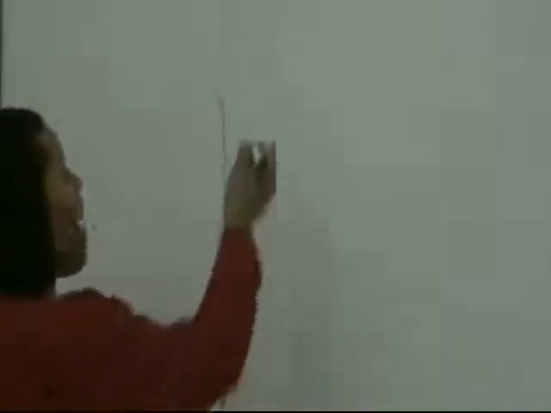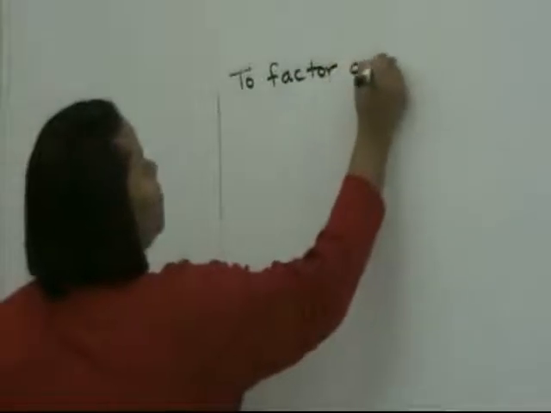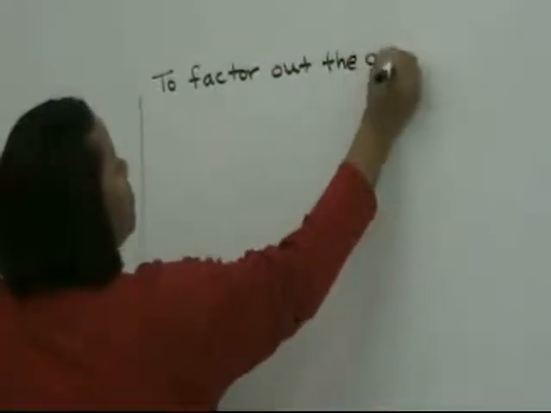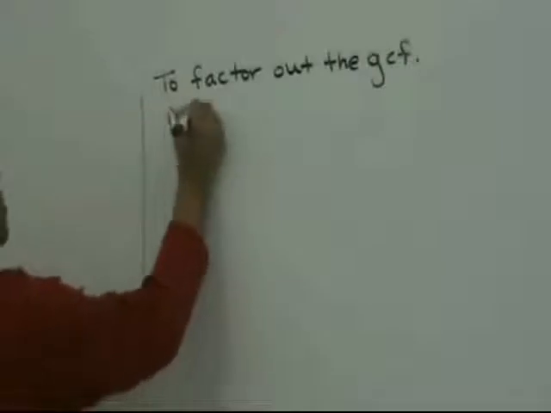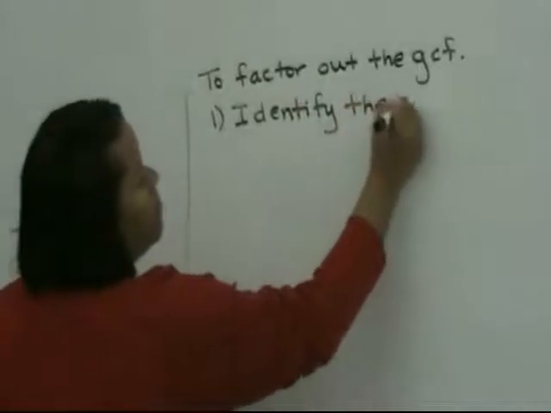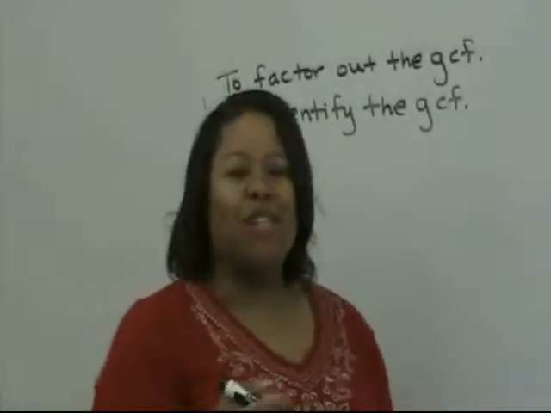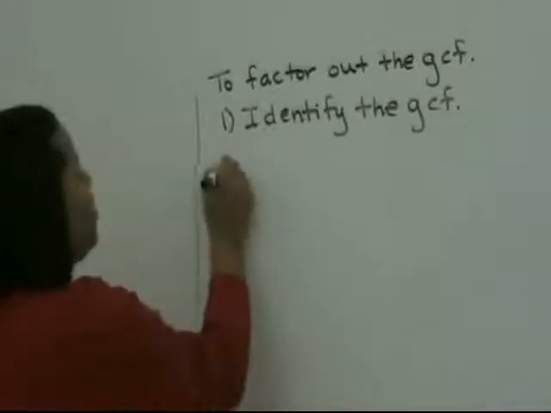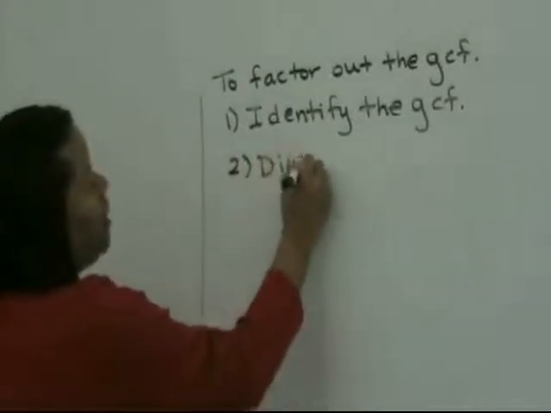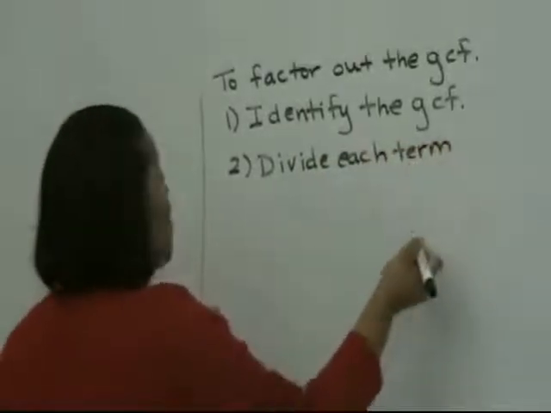Going to learn how to factor out the greatest common factor. To factor out the greatest common factor, there are two steps. The first step is to identify the greatest common factor. That is the term or the expression that will divide each of the terms evenly. And then we will divide each term in the polynomial by the greatest common factor.